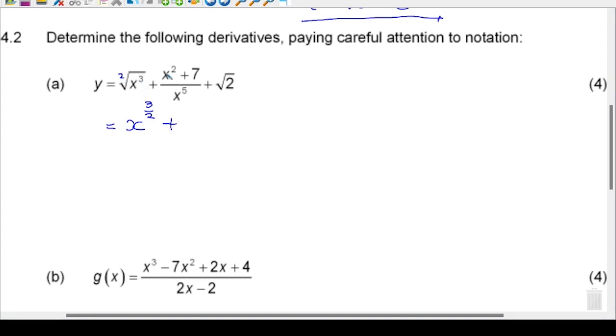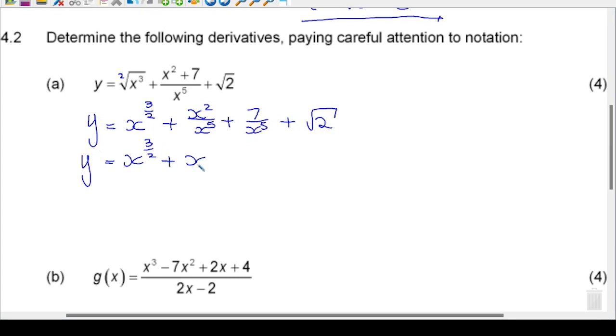Now I'm going to split these two terms, all right? Remember, you can split fractions at the top, not at the bottom. You might be wondering about the root 2 and writing it as 2 to the power of a half. Root 2 is just a number, so I'm just going to leave that as root 2. Notice that this is still y. I have not differentiated. In fact, I'm still not going to differentiate it. I'm just going to do a bit more simplifying. x squared over x to the 5 is x to the minus 3, and 7x to the 5 is 7x to the minus 5. As I say, I'm just going to leave that.